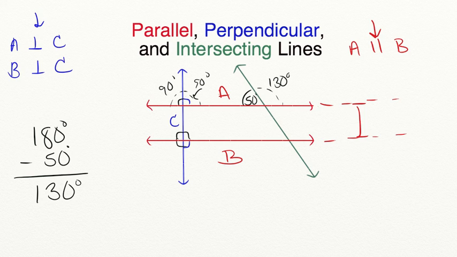Are you ready to take this one step further? There's something that's pretty cool about parallel, perpendicular, and intersecting lines. If we look at our angle right here, that's 50 degrees, the angle opposite of it has the same measurement, which is 50 degrees. And our angle opposite our 130 degrees is also 130 degrees. So actually, if you're given one measurement, you can find out the rest of the measurements for all remaining three angles.